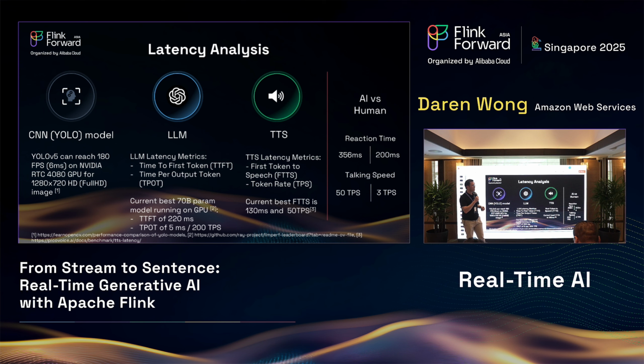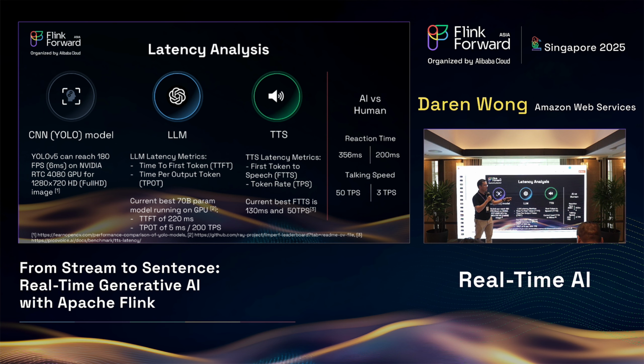The third component to look at is the text-to-speech client, or TTS. To understand TTS, we need to look at the first token-to-speech metric, or FTTS. What this means is how long does it take from when the first token is received to when the first byte of speech or audio file is created. So this time is called the first token to speech, or you can think of it as the human response time as well, in a sense. And currently, the best TTS client out there can achieve a FTTS of about 130 milliseconds.